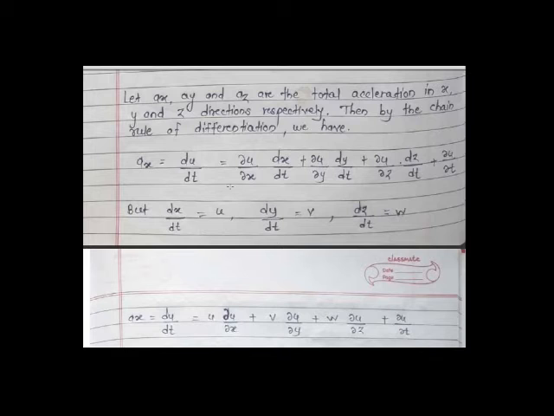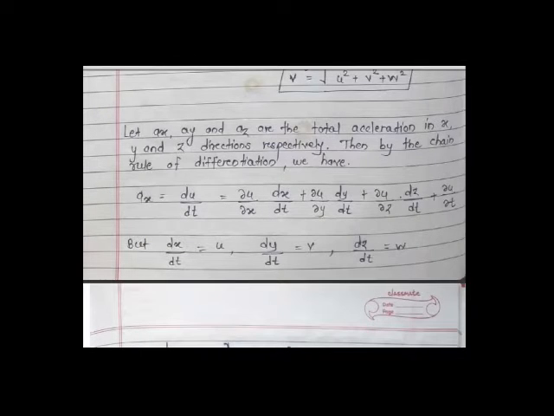Then by the chain rule we have, for du by dt, by the chain rule of differentiation: dou u by dou x into dx by dt, plus dou u by dou y into dy by dt, plus dou u by dou z into dz by dt, plus dou u by dou t. This is the chain rule.